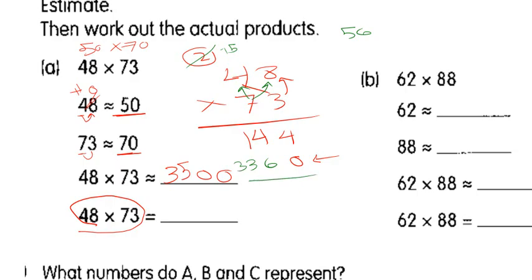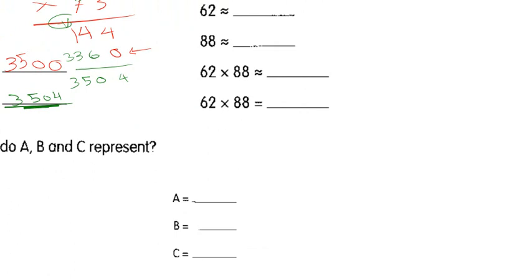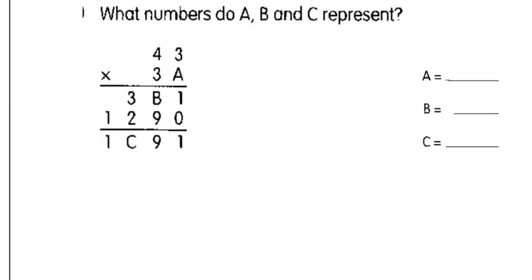Then add them all. 0 plus 4 is 4. 4 plus 6 is 10. 0, carry up 1. 1 plus 1 is 2, plus 3 gives me 5. And 3 is the last. The number will be 3,504. The actual answer is very near to the estimated answer. Let's check this number by the same method, or I will give you this problem to solve by yourself.